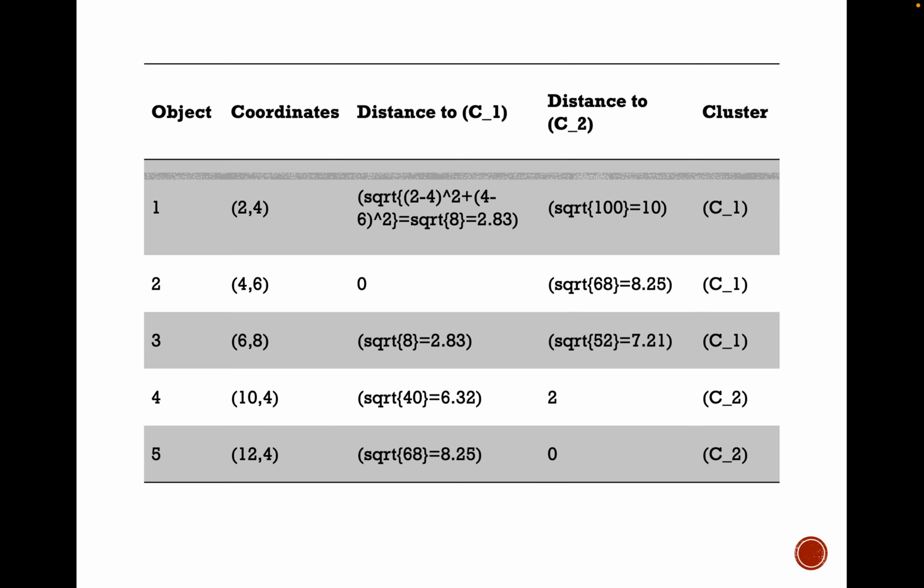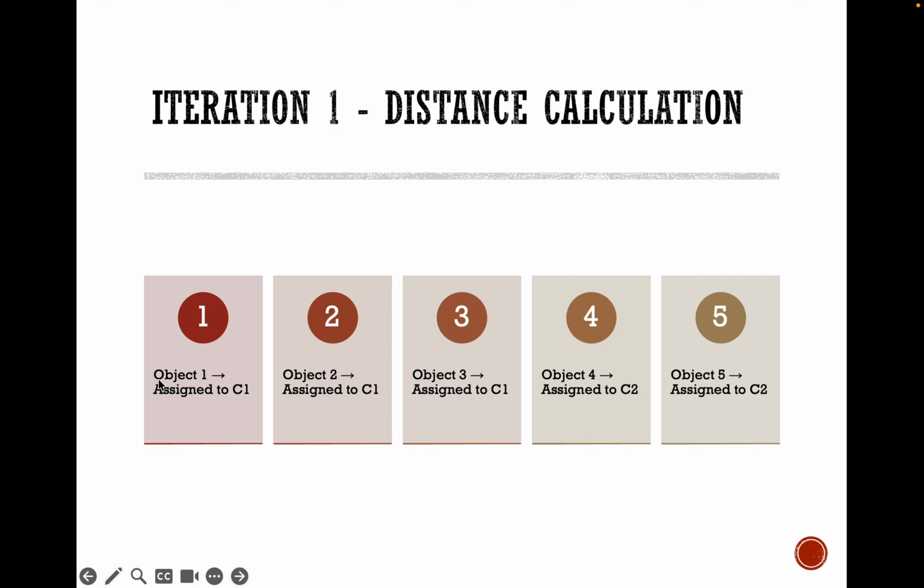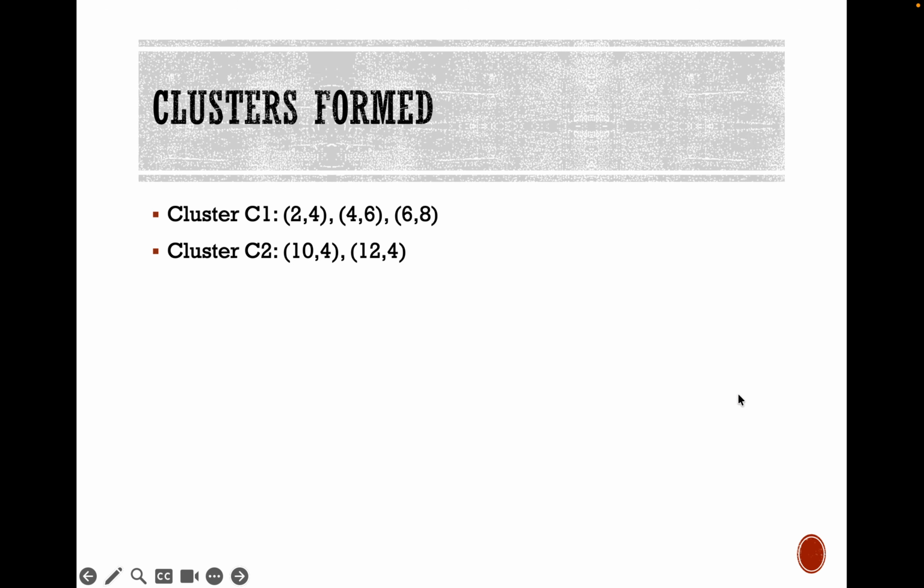Now as per this table, whatever it is given, C1 and C2. So object 1 belongs to the C1, object 2 belongs to the C1 cluster, so like that it is. So the same has been assigned here, object 1, object 2, object 3 assigned to the cluster 1, and object 4 and object 5 assigned to the cluster 2. These are the two clusters which are formed.